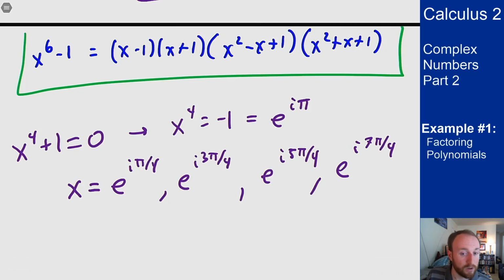Now, none of these here are real numbers, so in order to find any of the polynomials to factor this, we're going to need to write them all in rectangular form and then multiply the complex conjugates together like we did before for the two irreducible quadratics on the x to the 6 minus 1 case.